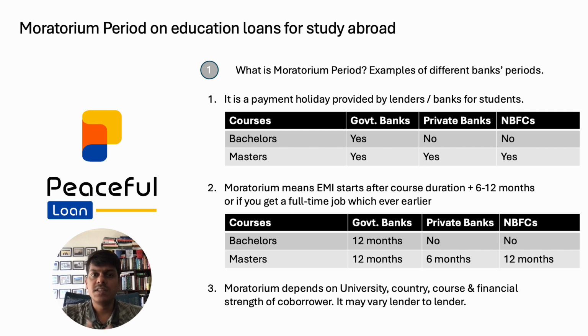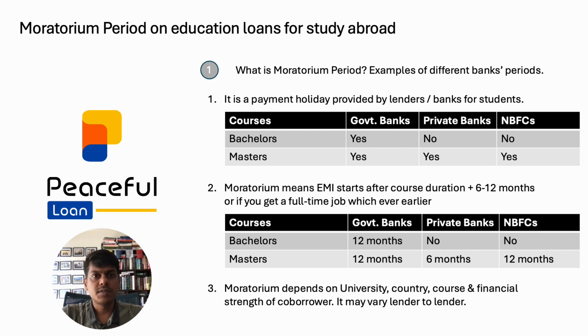Now, what is the definition of moratorium period, right? Moratorium period is a payment holiday given to you so that you can finish your education, settle down with your new job, stabilize your life, and then start paying EMI, right?